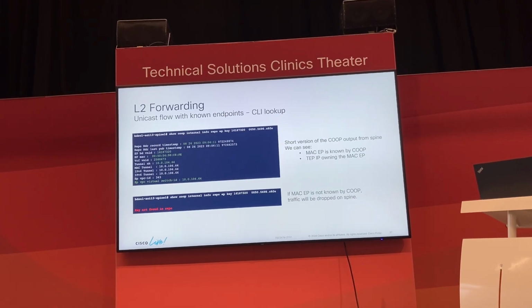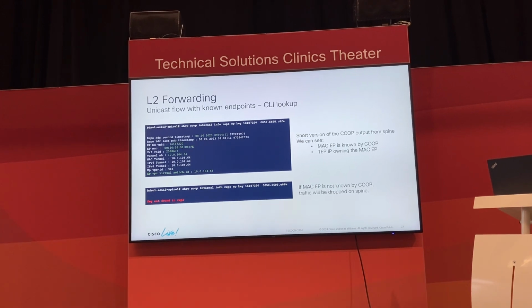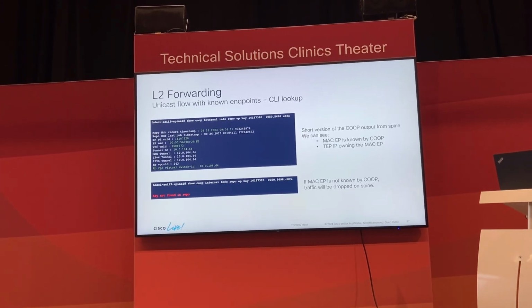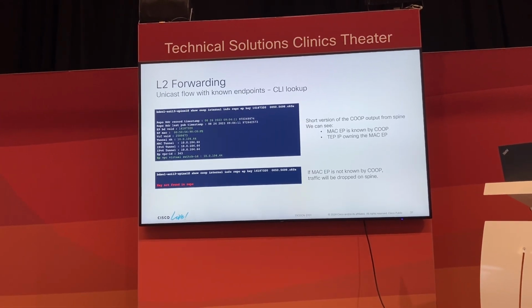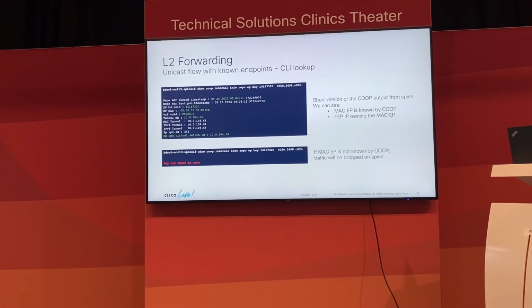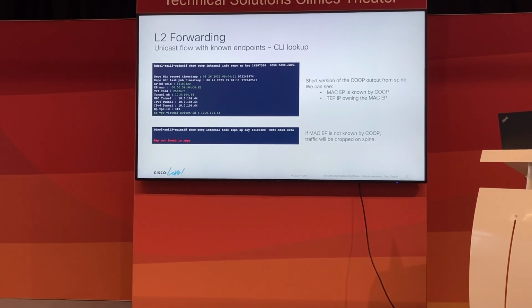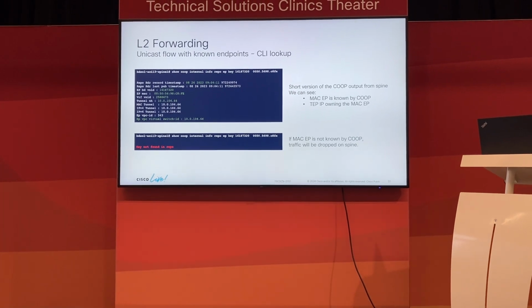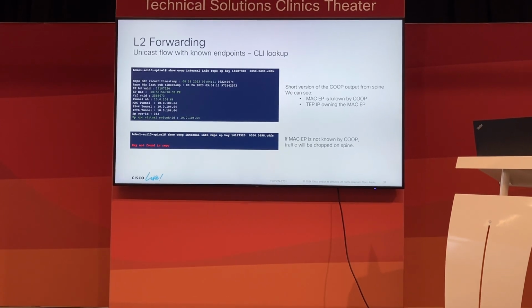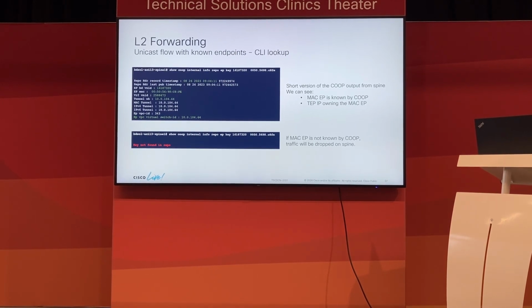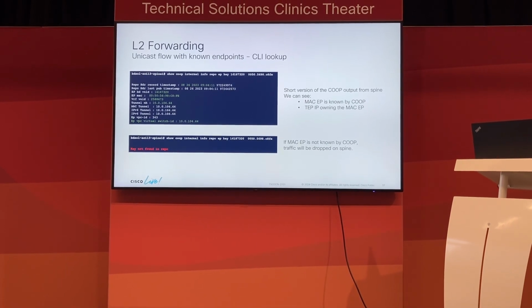Alright. Couple of CLI again. This is just for the COOP lookup on the spine. If you're wondering if COOP has any knowledge about an endpoint, specifically on the layer 2 side, this is the kind of command you can use. The 2 values that you need to specify are the bridge domain VNID, so it's an identifier for the bridge domain, and the MAC address that you are targeting, of course.